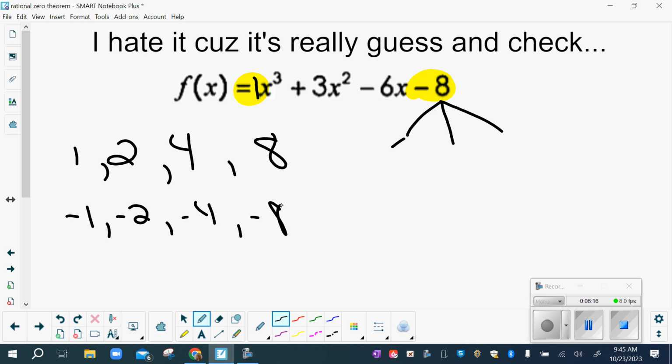Now, if there was a number in front of this guy, like a 3, again, we're not going to worry about that in this class. We would have a whole other set. We would take all of these and also add in 1 divided by 3, negative 2 divided by 3, 4 divided by 3, negative 8 divided by 3. Will we have to do that tonight? We will not. We're just doing the 1 tonight.